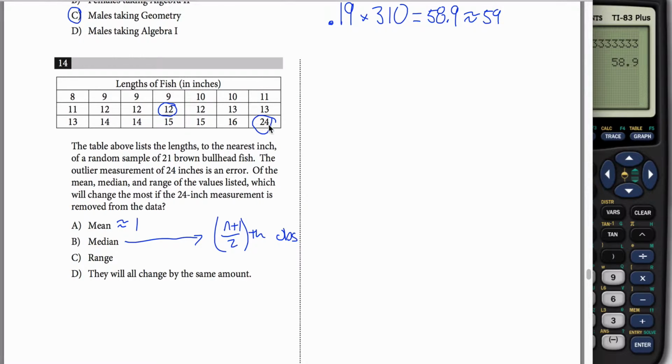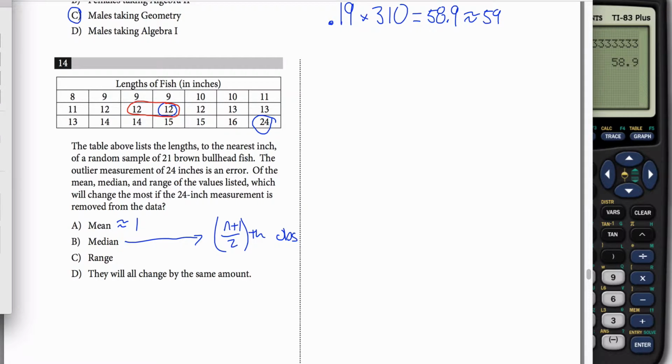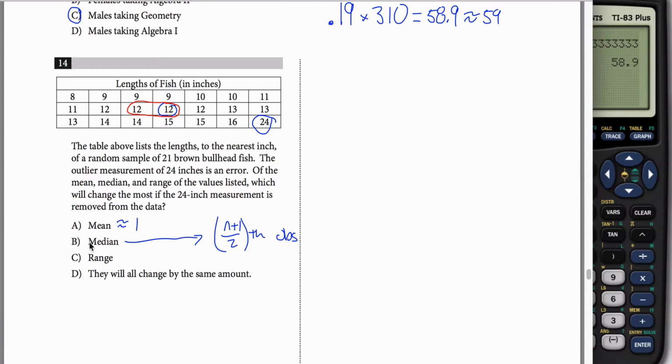If I get rid of this guy, then my median would be the average of my 10th and 11th observations, which are these two guys right there. But note that the average of 12 and 12 is the exact same as just 12. So what ends up happening is the median does not change at all. Maybe the change in the median equals 0, whereas the change in the mean is about 1.